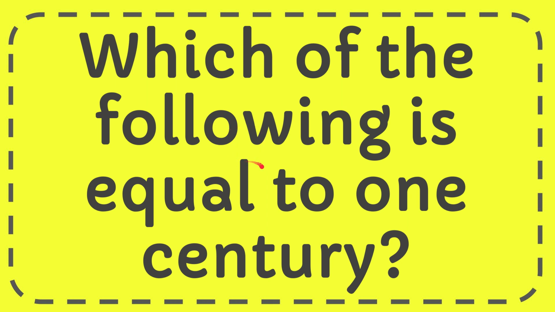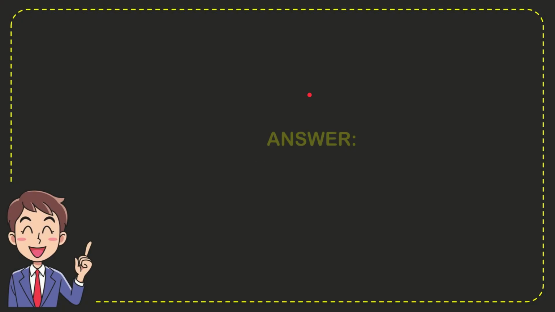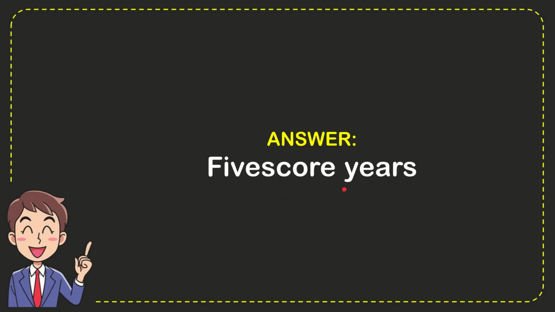In this video, I'm going to give you the answer to this question. The question is, which of the following is equal to one century? Well, now I'll give you the answer. The correct answer is five score years. That is the answer to the question, five score years.